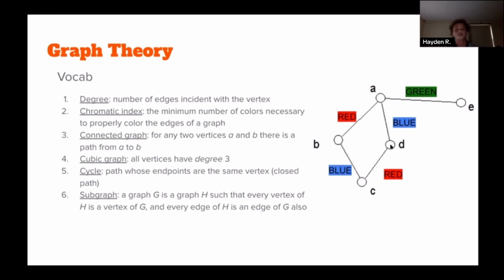A cycle is a path whose endpoints are the same vertex. So if you look at that graph and you start at A and you go around, so you go from A to B to C to D and then back to A, that would be a cycle. And then a subgraph is just a part of the main graph. So if we were to just take a piece of this graph and put it to the side, then that would be a subgraph.